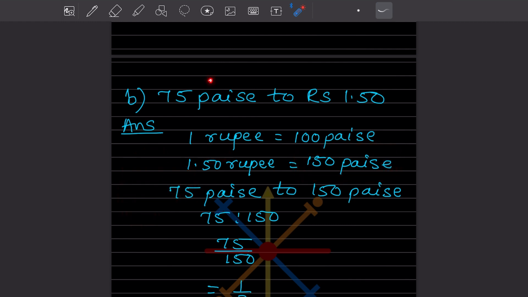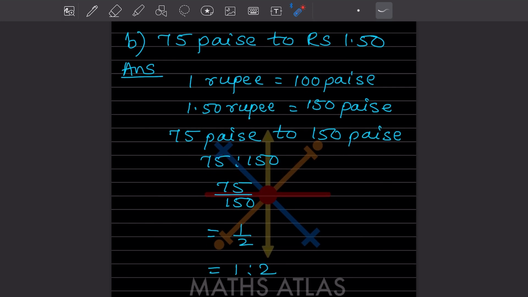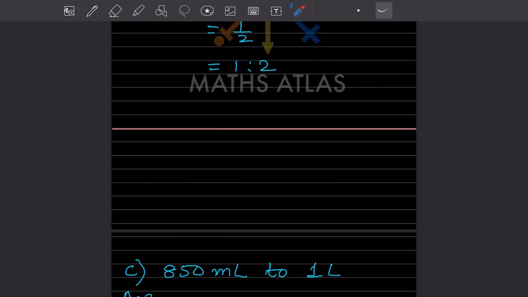So now this is 75 paise. And for this, how much? 1.50 rupee, you got 150 paise. So both are paise. So now look at here, this 75 paise and this 150 paise. So you're going to write 75 is to 150, which is 75 by 150. And 75 ones are 75, 75 twos are 150, that is 1 by 2, which is 1:2.